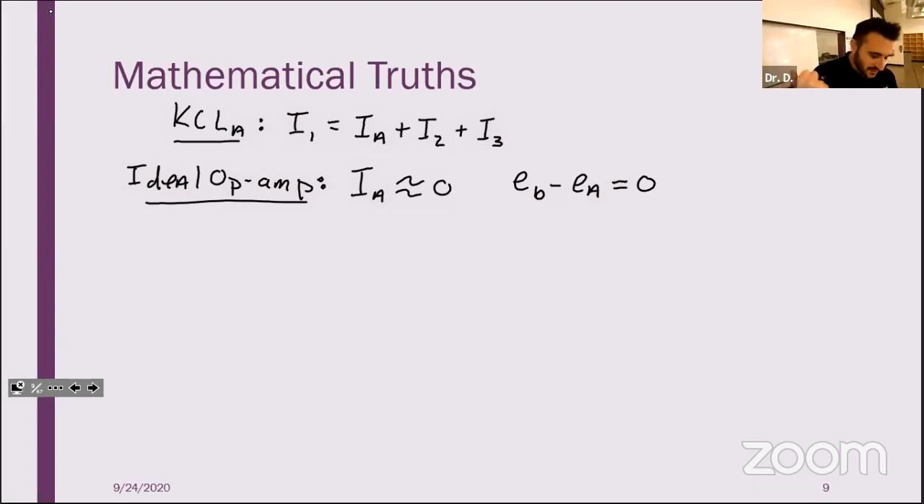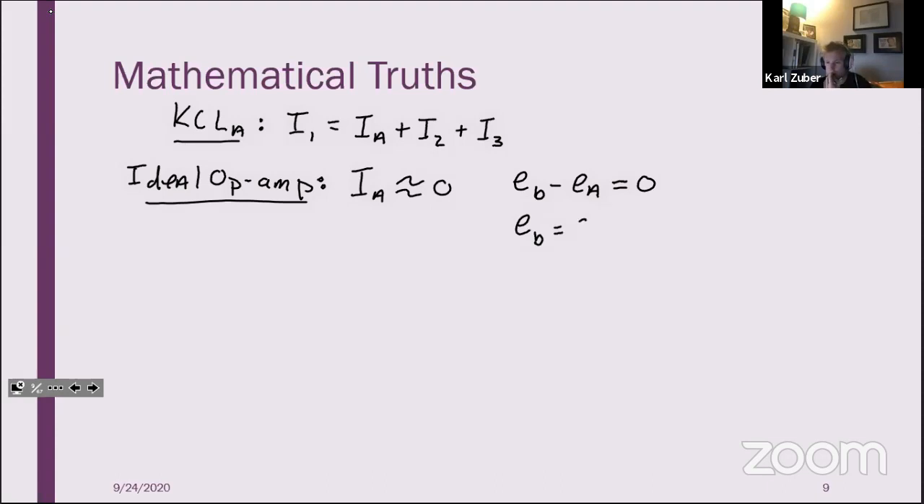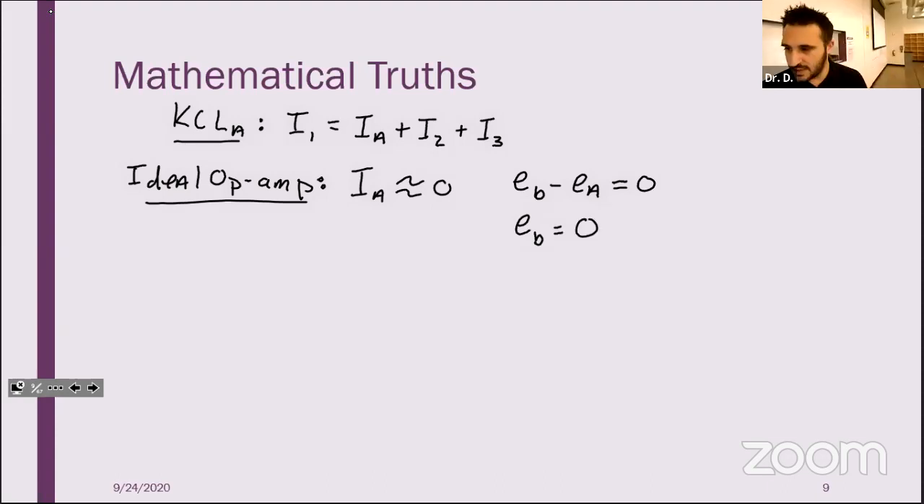In this particular circuit, what is EB? What's the voltage going into B? Ground, or 0, right? And because of that, that tells us that EA is 0. That'll be important later.